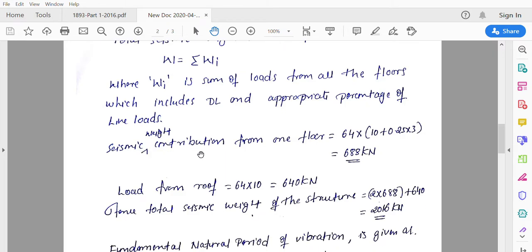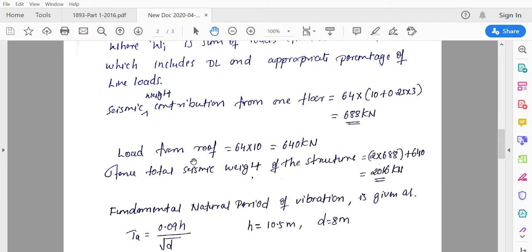Seismic weight contribution from one floor, say for the first floor, the total area is 64 meter square. The dead load is 10 plus live load, we have to consider only 25%, that is 0.25 into 3. So for one floor the value is 688 kN.